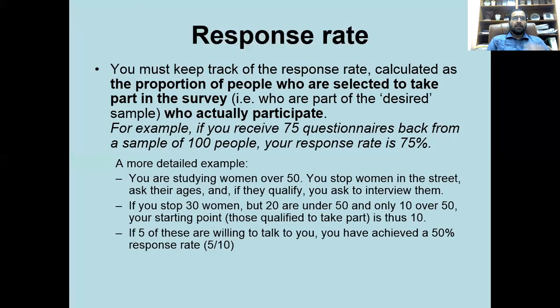You must keep track of the response rate, calculated as the proportion of people selected to take part in the survey, who are part of the desired sample, who actually participate. That is the problem we have. Whenever we have a certain problem in mind, we need to know how many people will respond. Sometimes we are too optimistic, and we say we have designed the survey and there will be thousands of responses, but that is not the case. When you send it to people, they might not respond, and they might not take part in the survey.